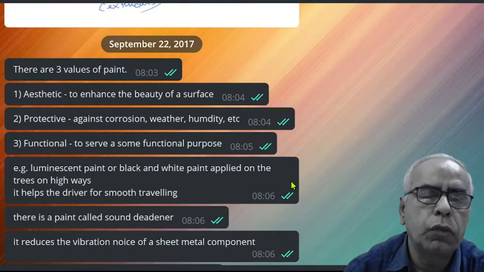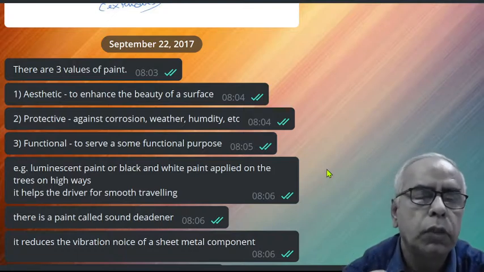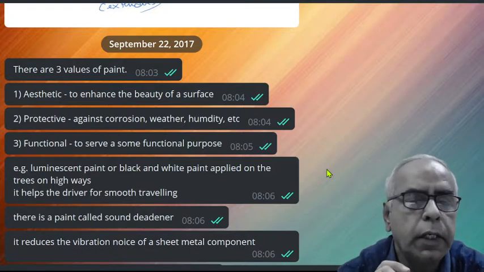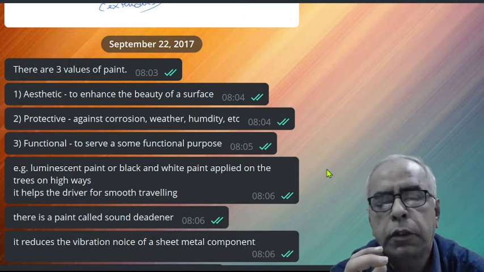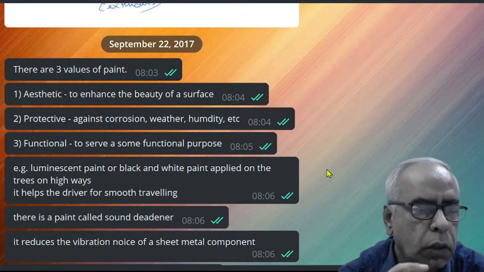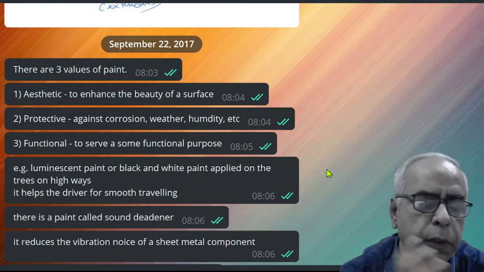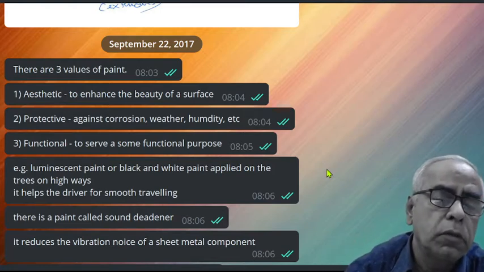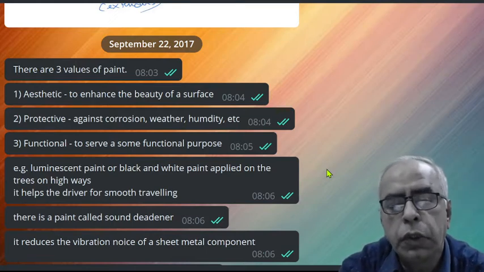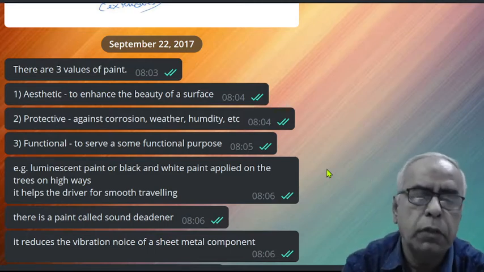We have three values of a paint. One is aesthetic value, that is, it has got the decorative value. It is to enhance the beauty of a surface. Secondly, it acts as a protective coating that works against corrosion, weather, humidity, fouling, microbial attack, etc. And there is a third aspect about the paint, that is called the functional use of paint. It is used to serve a particular function.